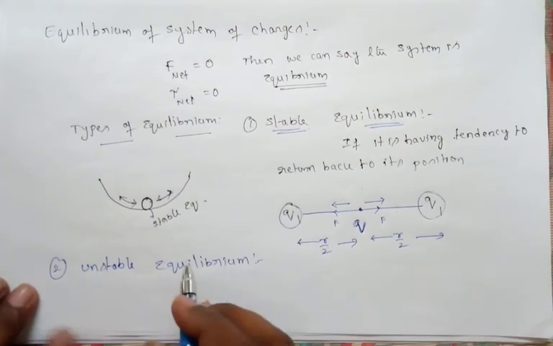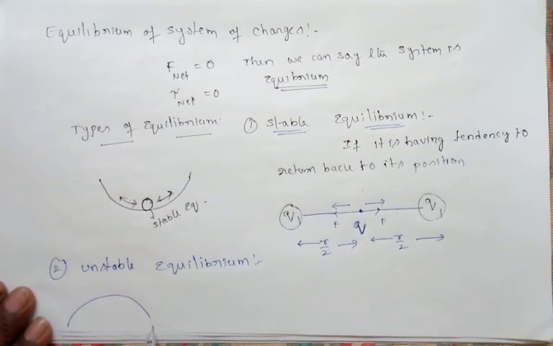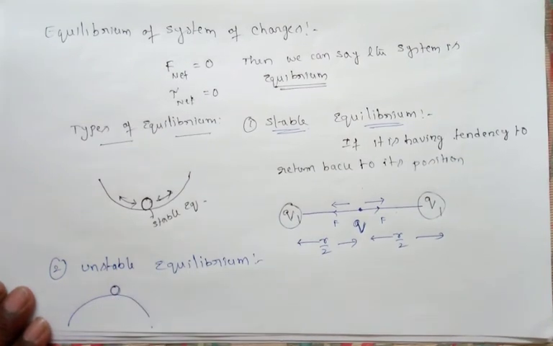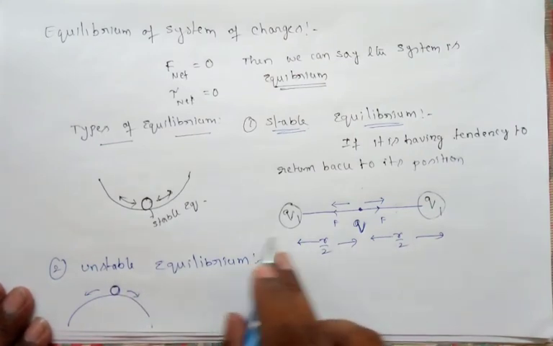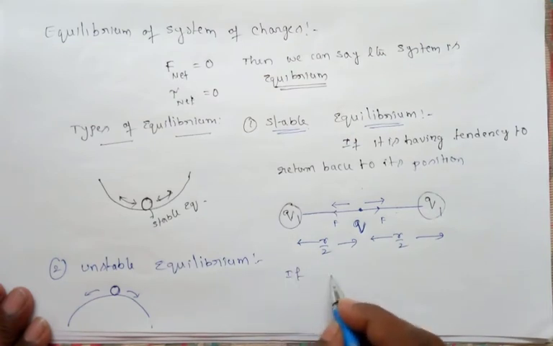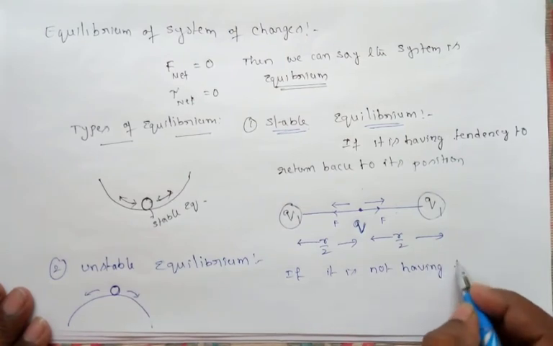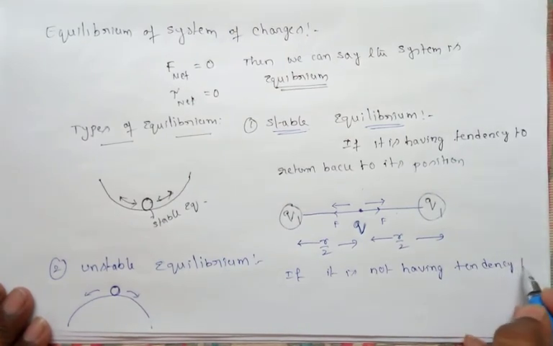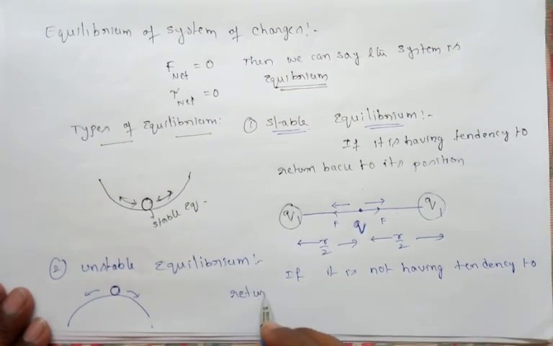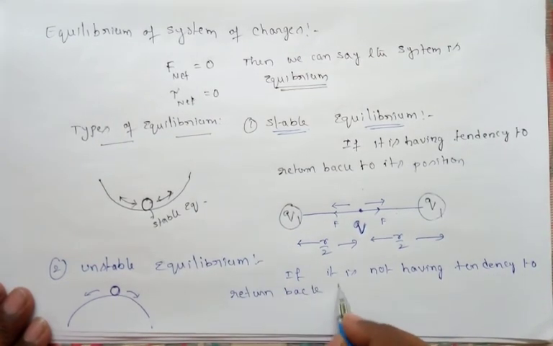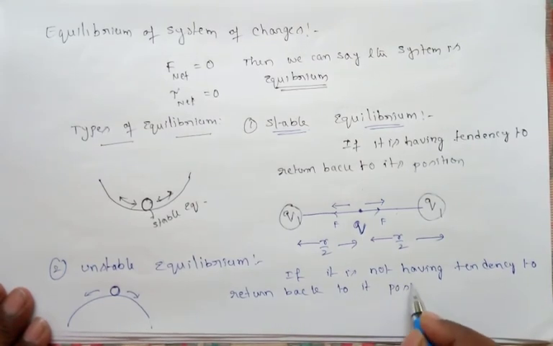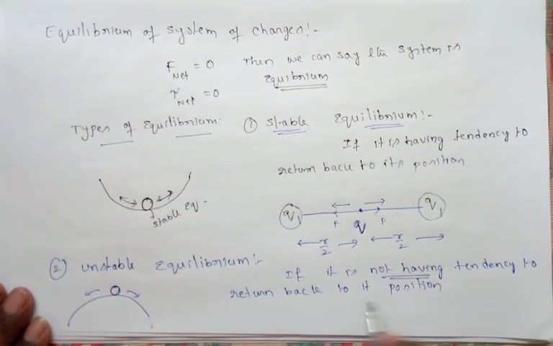What is the meaning of unstable equilibrium in the sense of mechanics? If you take a bowl vertically and place a marble on it, and if you disturb it from either position, it will go down, but it won't come back to its position. Then we can say it is an unstable equilibrium. In the same way, unstable equilibrium means it does not have a tendency to return back to the initial position.